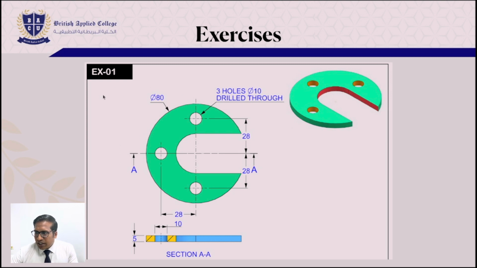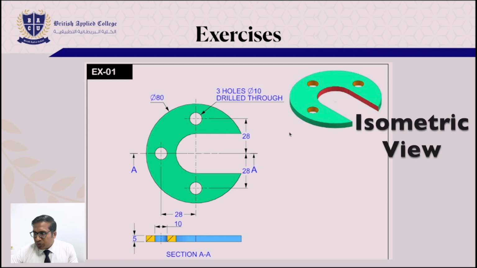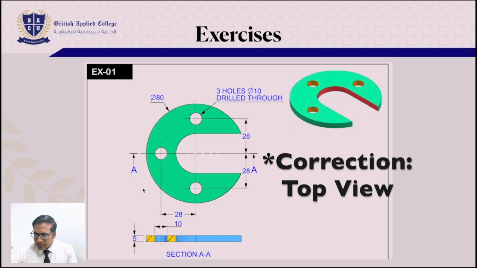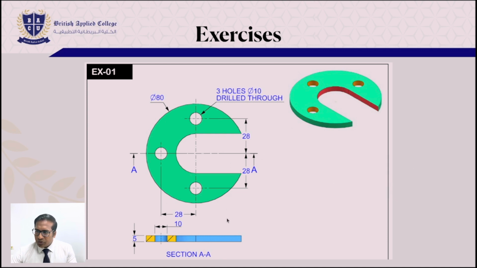Now, in front of me, you can see exercise 1. I have a part. On the right top is my isometric view of the part, and on the left center you can see the front view of the part. This is what we are going to design in FreeCAD.